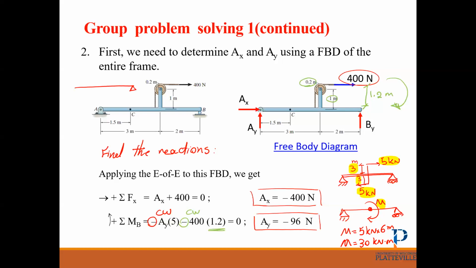Or for this particular example, you can do this. Okay, this is a roller and this is a hinge. So if you have 400 and this distance is 1.2, you can replace it with this system. Just put the moment, and it's clockwise, and the moment is 400 multiplied by 1.2. So it's the same system if you see something like this in your homework.